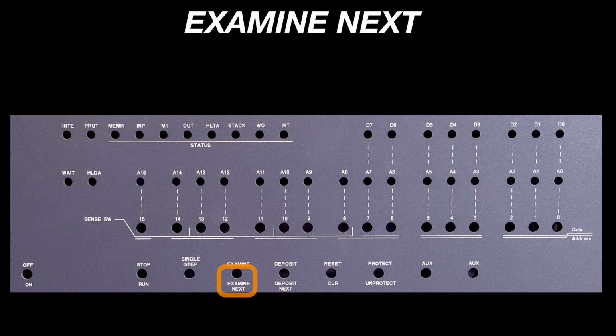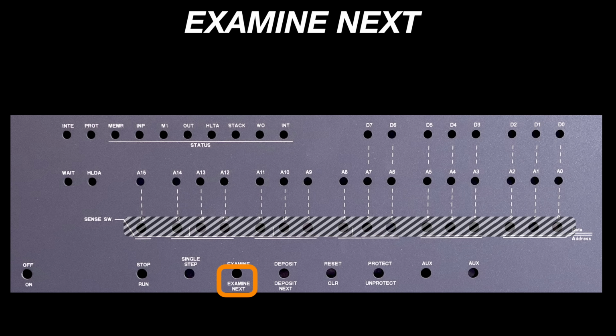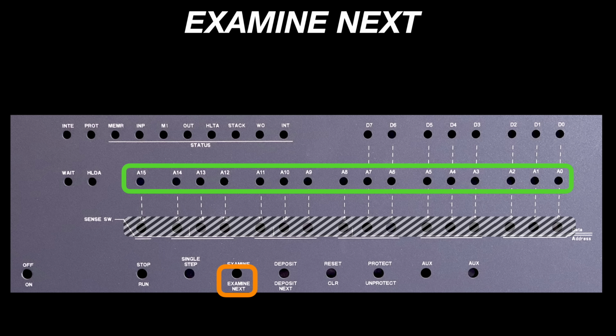This is where things start to get a bit more interesting. The examine next function doesn't use what's on the switches, but rather it uses the current program counter address and advances it by one. Then it displays the value from that new address.